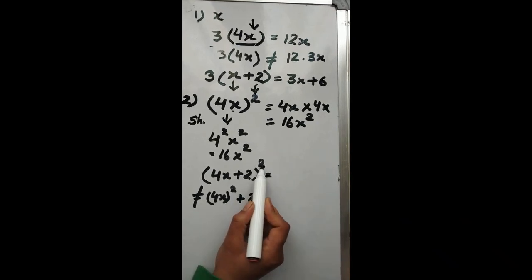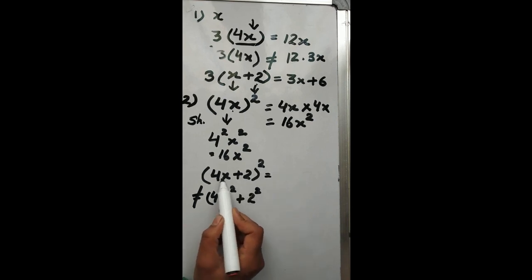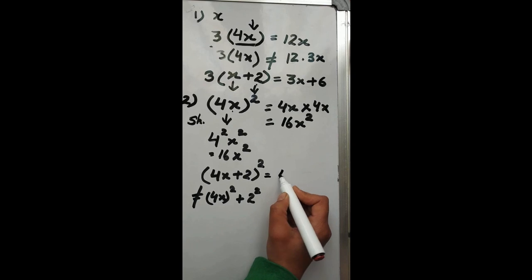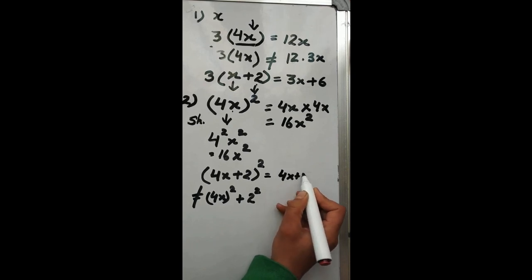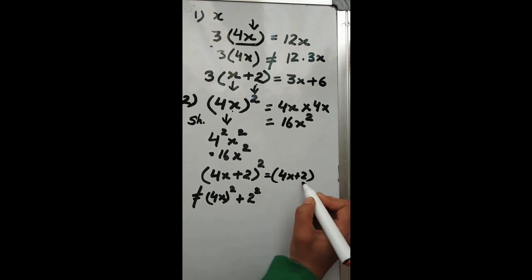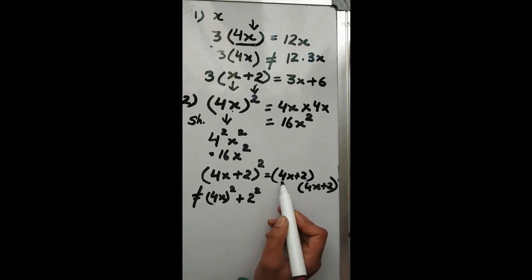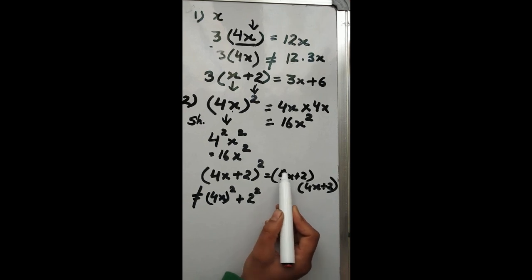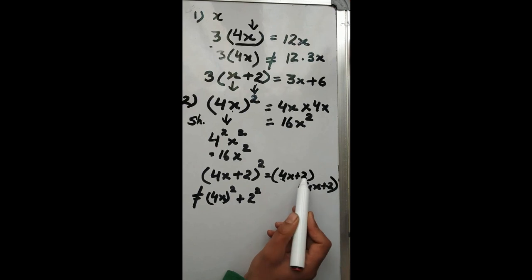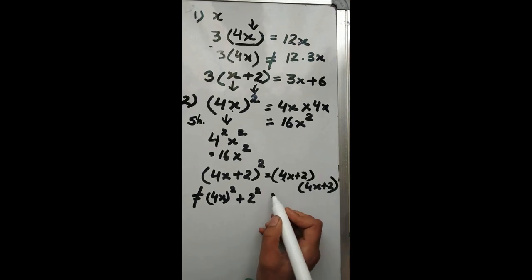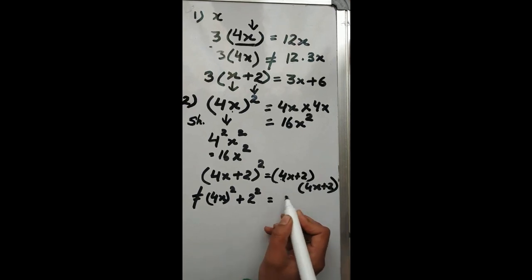This means the multiplication of this binomial by itself. So this actually means 4x plus 2 into 4x plus 2. And you would have learned in class 8 how we multiply them. First we multiply both terms with 4x, then both terms again with 2. So this is how we multiply. So what should be the answer?